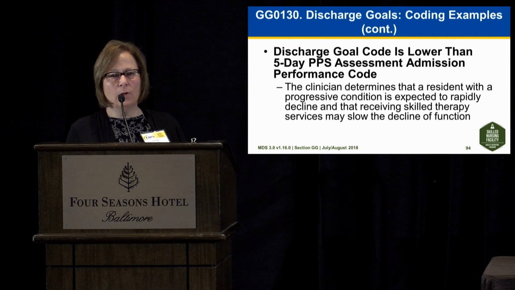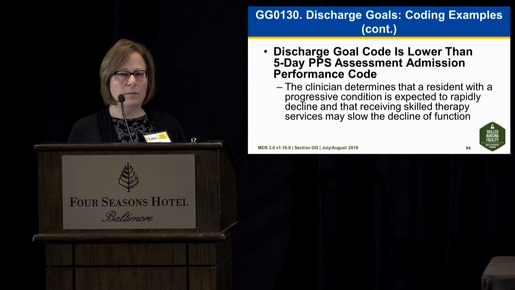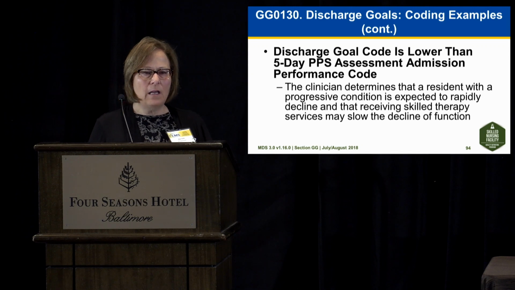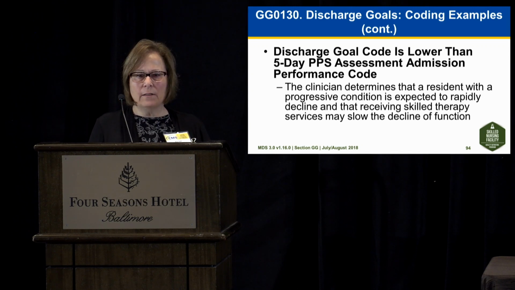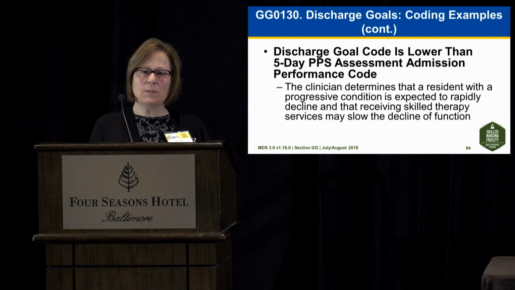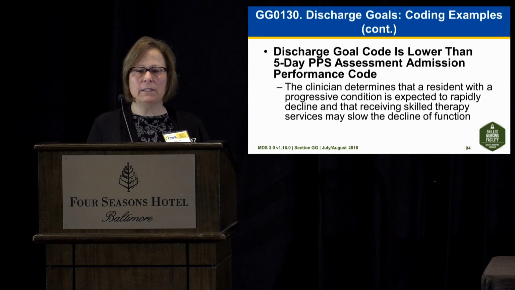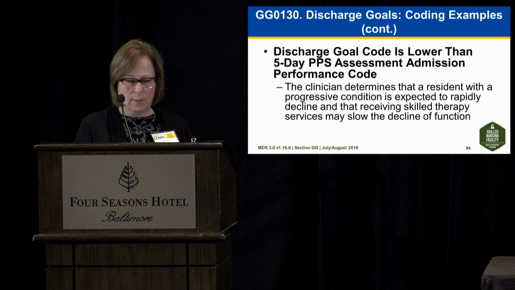The discharge goal can also be lower than the admission performance if the clinician determines with a resident who has a progressive condition, and that condition is expected to rapidly decline, and the resident may be receiving skilled therapy that may slow the decline of function. So the discharge goal may indeed be lower than the admission performance score.